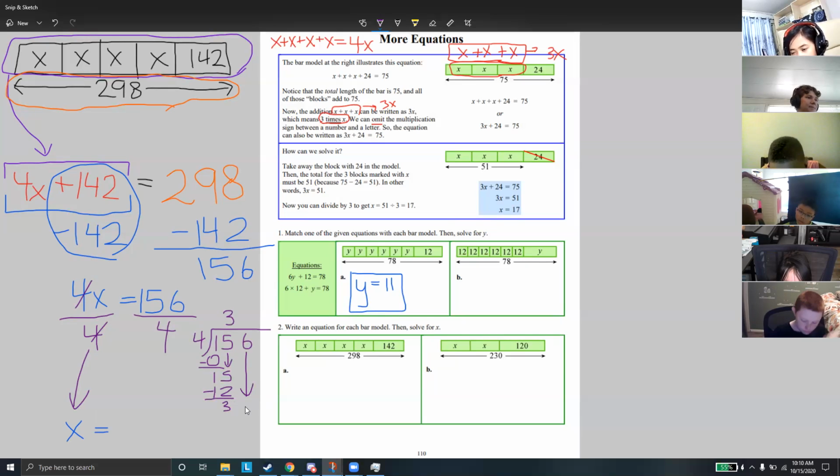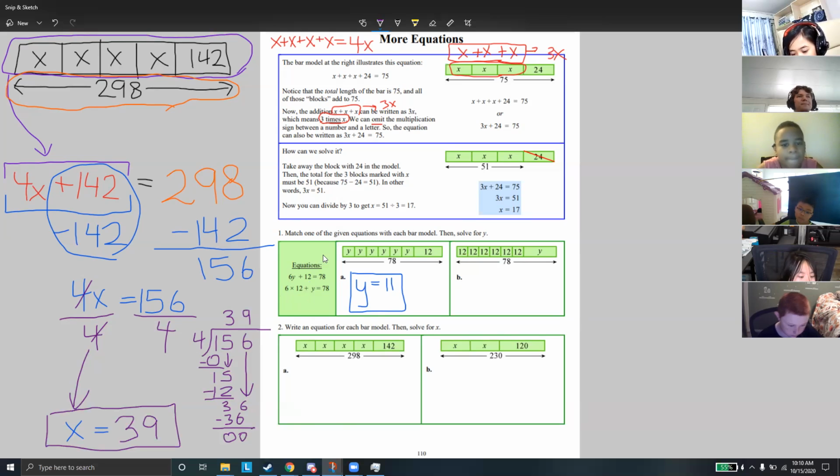Drop the 6. Ooh, who knows this one? Does anyone want to shout out? How many times does 4 go into 36? 9. 9, yes, 9. Perfect. So 9 times 4 is 36. No remainder, and 4 goes into 156 a total of 39 times.